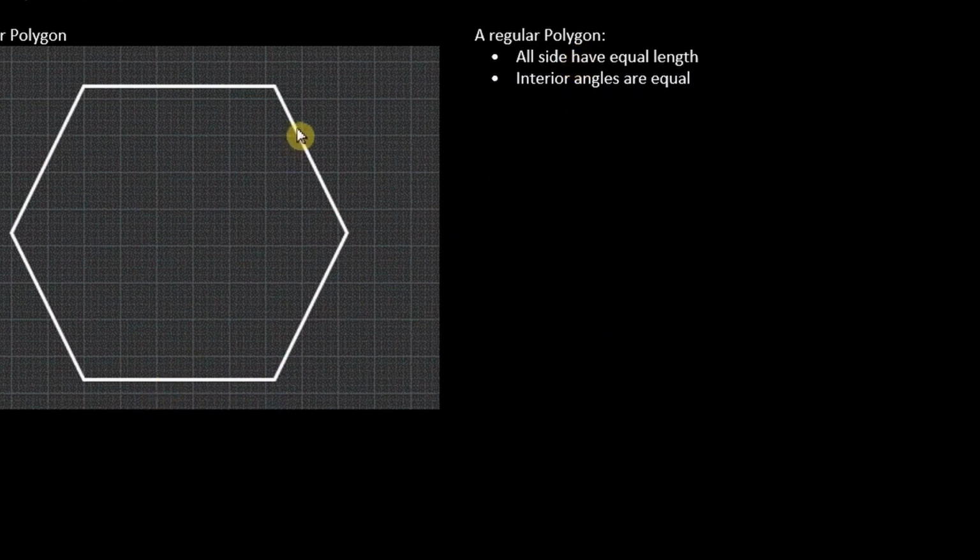So this is a regular polygon, and for a regular polygon, all sides have equal length and all the interior angles are equal. So this is what we would refer to as an interior angle. Now, in the first instance, we're told that the length of one side is 5 centimeters. And because this is a regular polygon, it means that the distance to the center of that polygon would also be 5 centimeters.